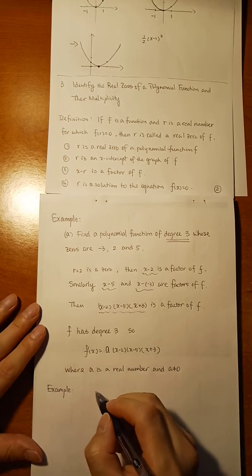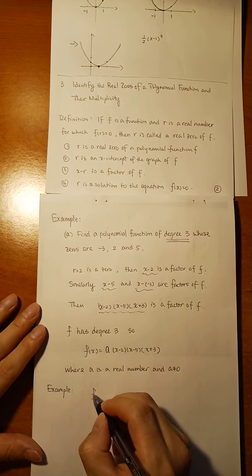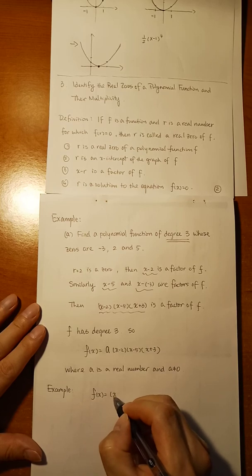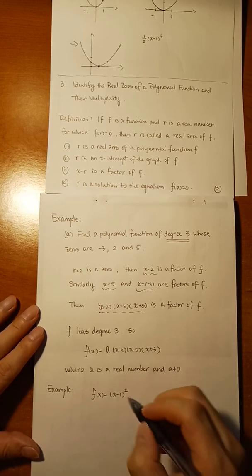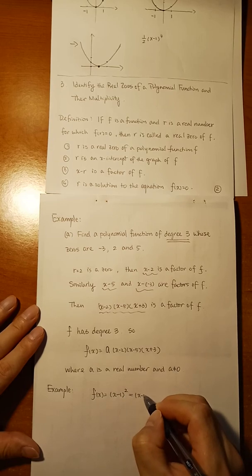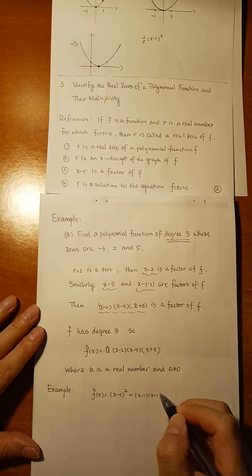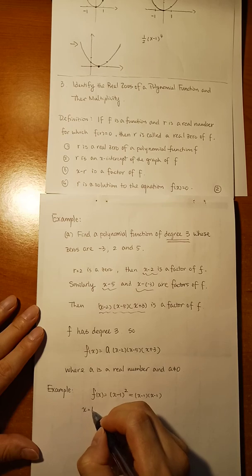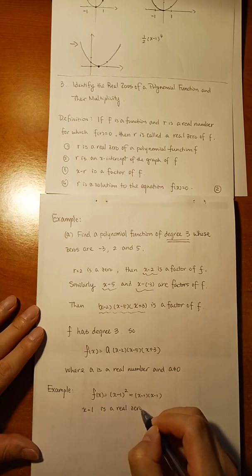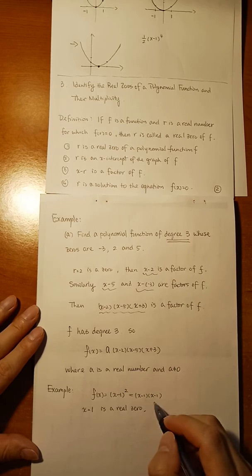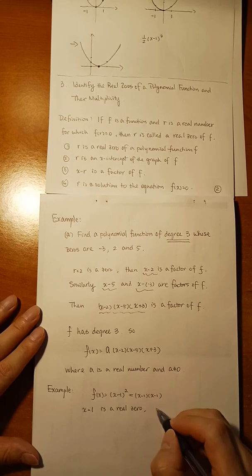Second, for example, if we have f(x) equal to x minus 1 squared, it is x minus 1 times x minus 1. We can only say x equal to 1 is a real zero. But this 1 actually appears twice.